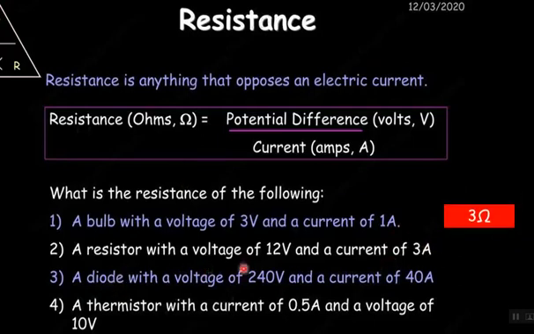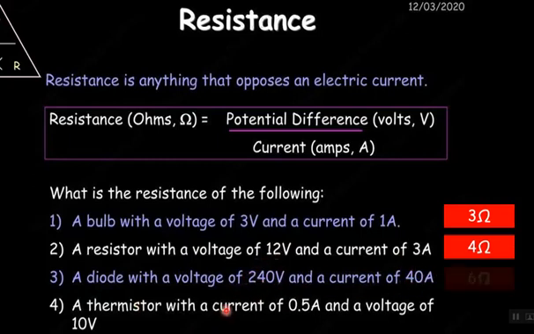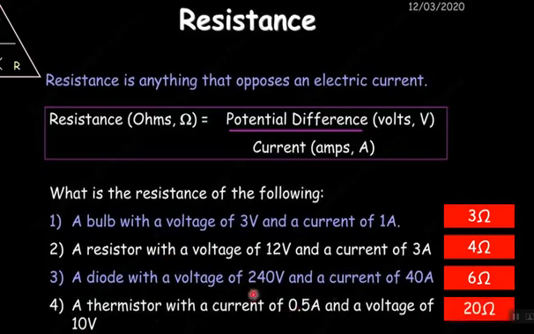A resistor with a voltage of 12 volts and a current of 3 amperes. We want the resistance. 12 divided by 3 gives us 4 ohms. A diode with a voltage of 240 volts and a current of 40 amperes. So it's 240 divided by 40, which gives me 6 ohms. And then a thermistor with a current of 0.5 amperes and a voltage of 10 volts. So we say 10 divided by 0.5, and that gives us 20 ohms. Now, if you don't know what a diode or a thermistor is, we'll discuss that in a further video.